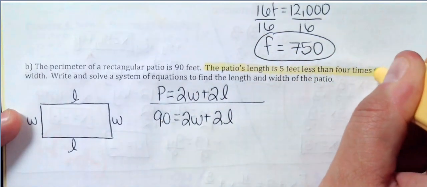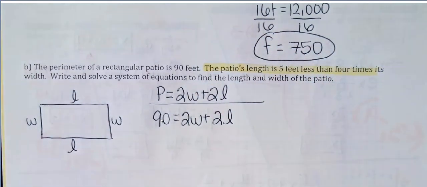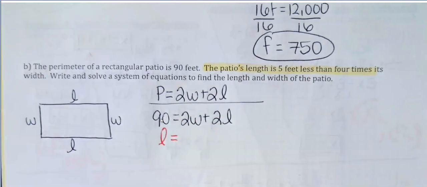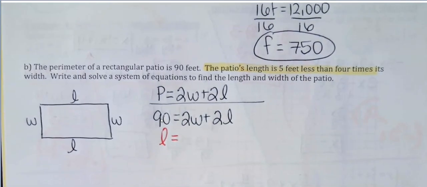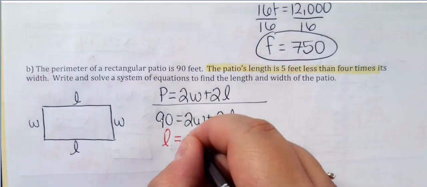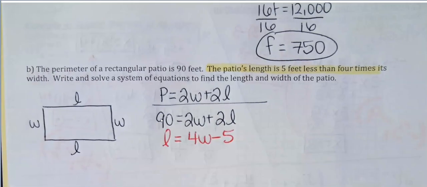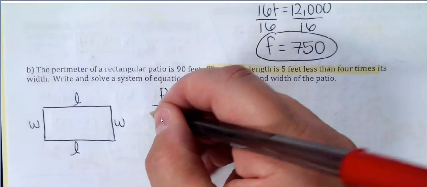Patio's length is 5 feet less than 4 times the width. Okay, so I'm going to write L for length. How could I translate that the length is 5 feet less than 4 times the width? Perfect. Okay, be careful with this. Whenever there's a less than, people will accidentally do 5 minus 4W. It has to go 4W minus 5. Okay, now, here would be my lovely system.